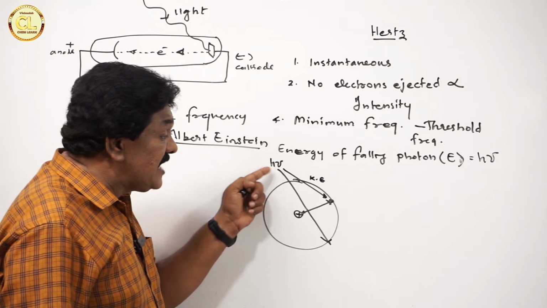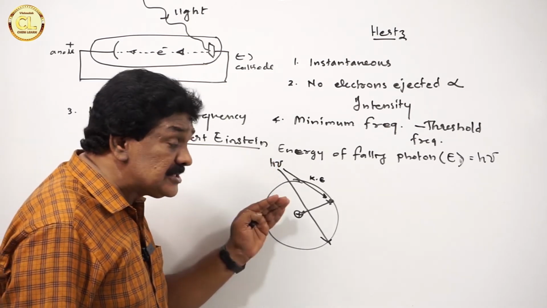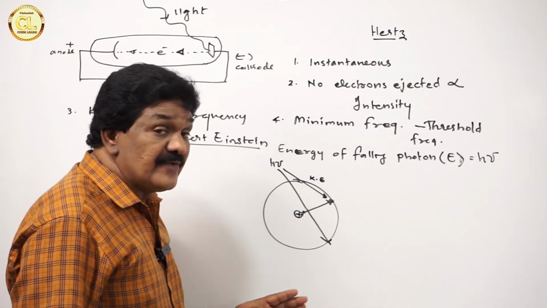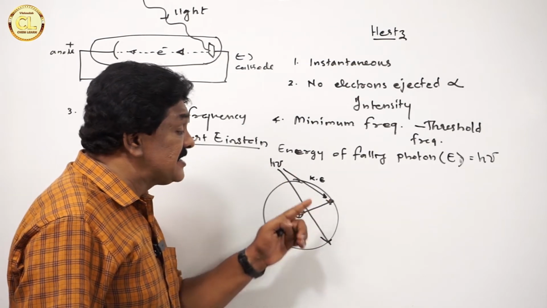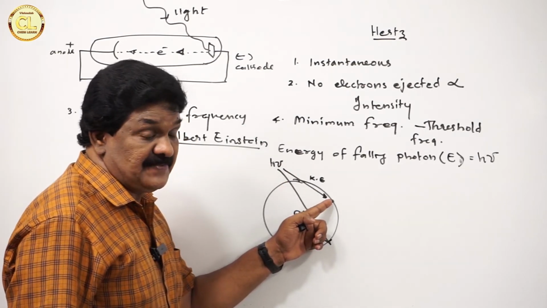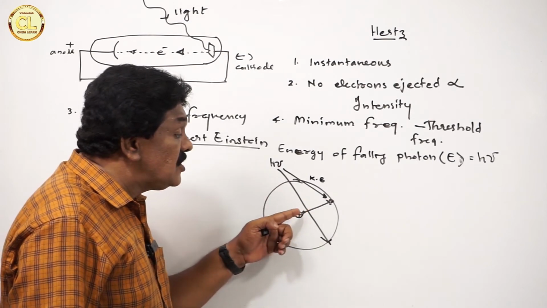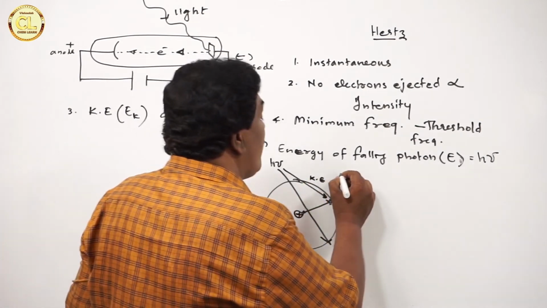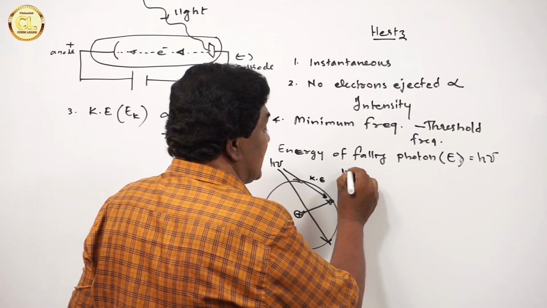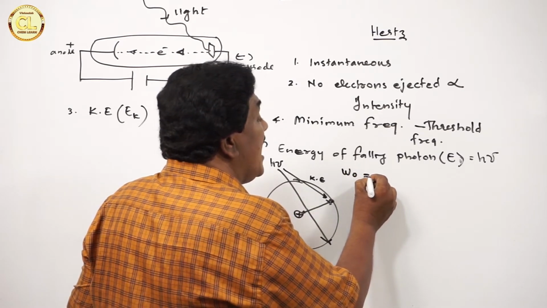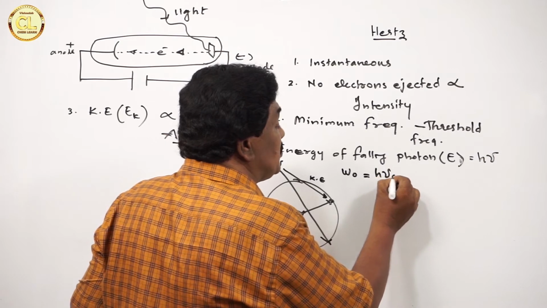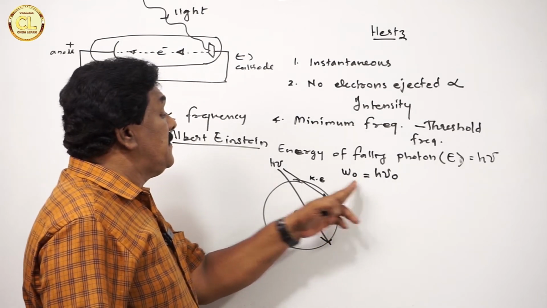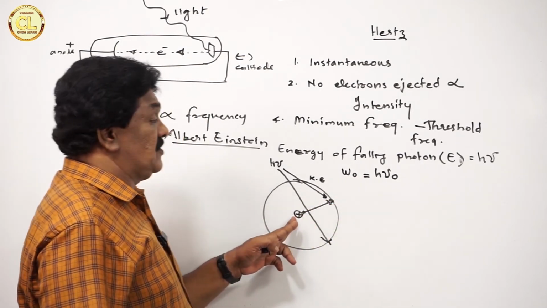One part of the energy of the falling photon is used to break the force of attraction between nucleus and electrons. That is why ejection of electron takes place, and the rest part is given to the electron as its kinetic energy. The energy that is given to break the force of attraction between nucleus and electron is called threshold energy or work function, and it is expressed as W0, and its energy is h nu 0. That is the minimum energy required to break the force of attraction between nucleus and electron.